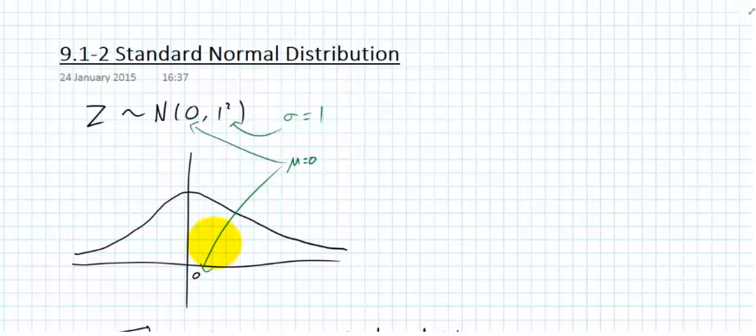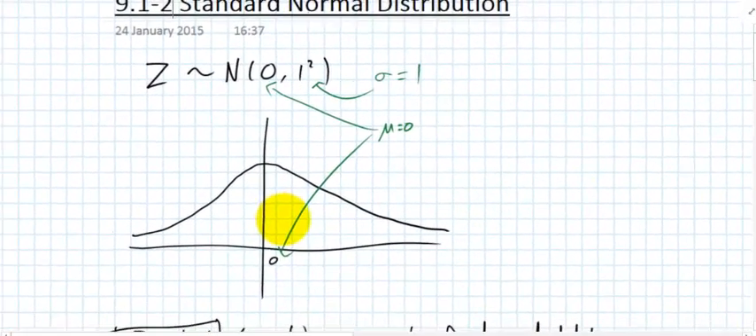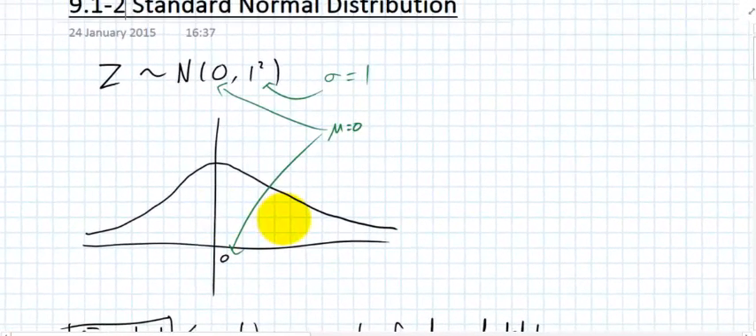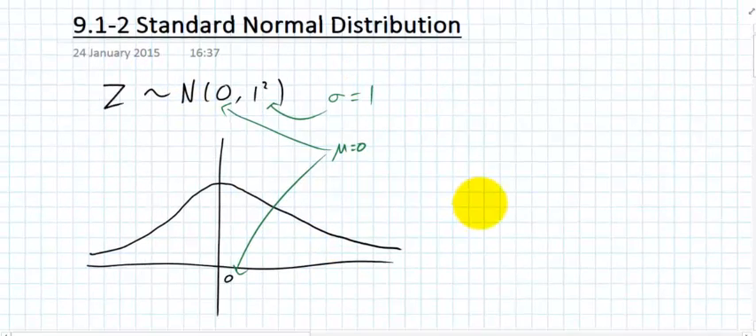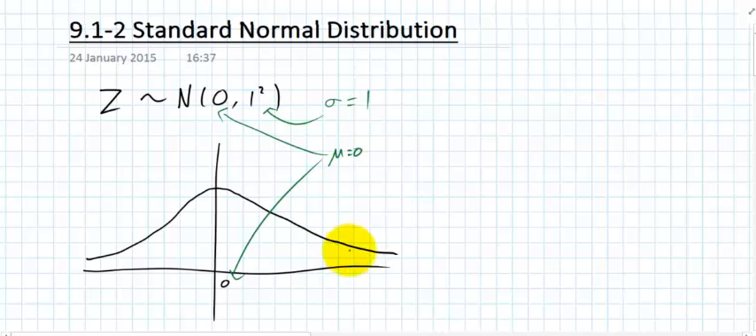This is chapter 9.1 part 2, the standard normal distribution. Let's begin by making a note in your orange book that a normal distribution is a bell-shaped curve, but a standard normal distribution, which is what we're learning this chapter, is a normal distribution where the mean is 0 and the standard deviation is equal to 1. So just have that in your notes.